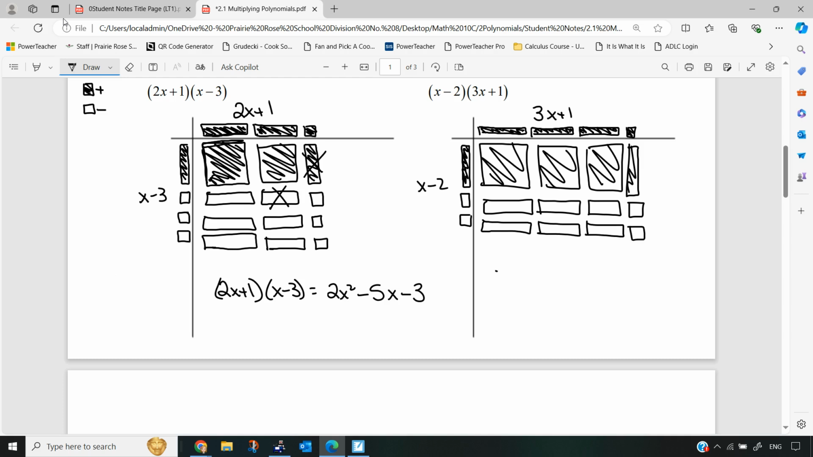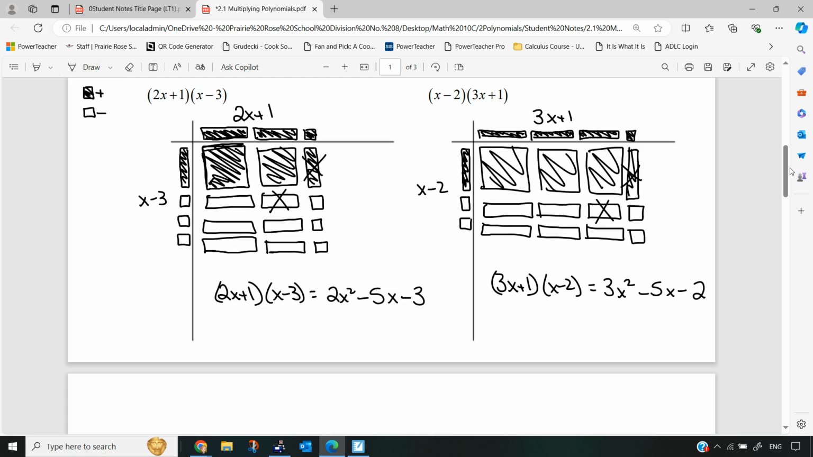So writing my algebraic statement, I would have 3x plus 1 times x minus 2 leaves me with 3x squared. Two of these will cancel out, so that's going to leave me with negative 5x and negative 2. Algebra tiles are simply a visual aid that will help to model what we're doing. Ultimately, I'd like you to be able to move beyond that and work towards doing this completely algebraically, but this is definitely a good visual to help see how everything comes together.